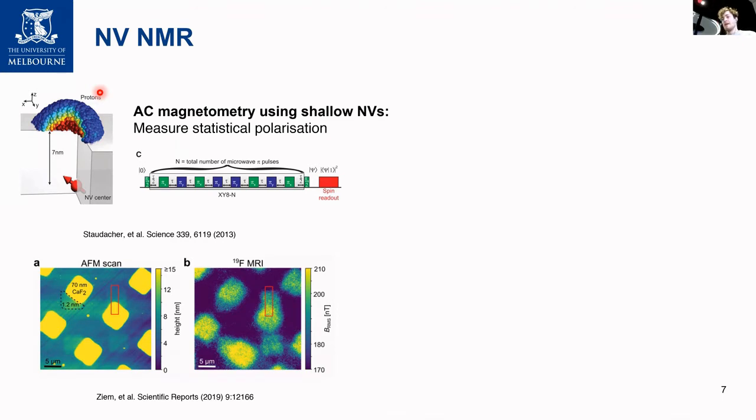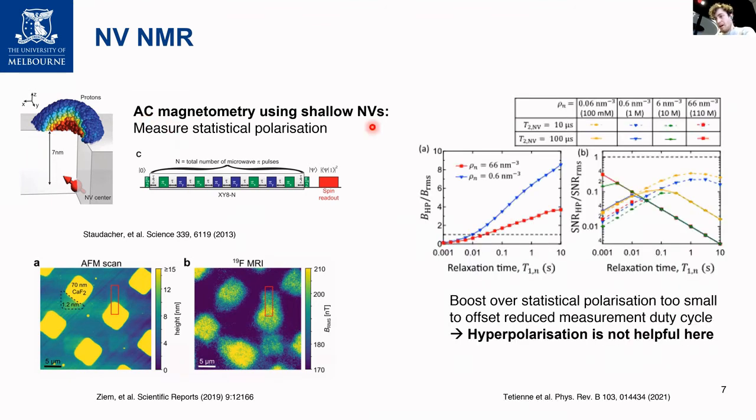So the question is, can we get a boost in signal using NV-based hyperpolarization? Unfortunately, when we look, the answer is really no, because we're in the statistical polarization regime to begin with, i.e. what you look at at room temperature using this sort of NMR is not actually the thermal polarization. You have to work quite hard to generate a hyperpolarized distribution that actually gives you a better signal than just the statistical polarization.